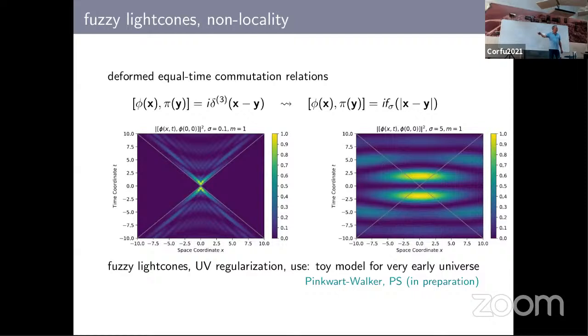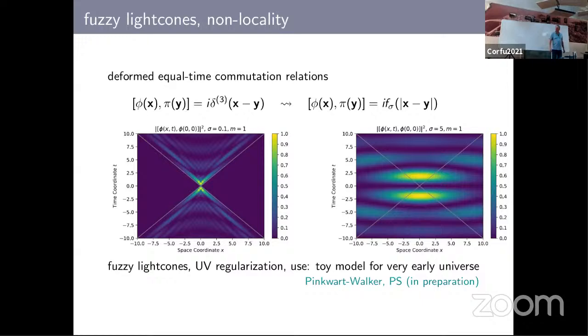If that thing is very peaked, you get the usual picture. But if it's not peaked, you get fuzzy light cones. The nice thing is you can still do computations in here. Go to momentum space, the thing is not so badly deformed, it's just some factors. You can compute the Casimir effect, which turns out to be finite, which automatically regularizes. It's kind of an alternative idea to this non-commutative star product stuff.